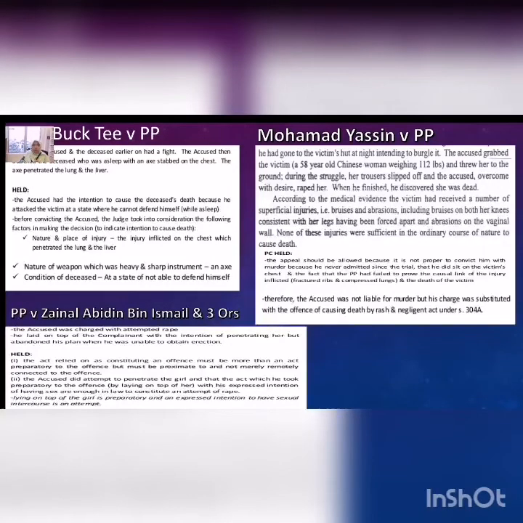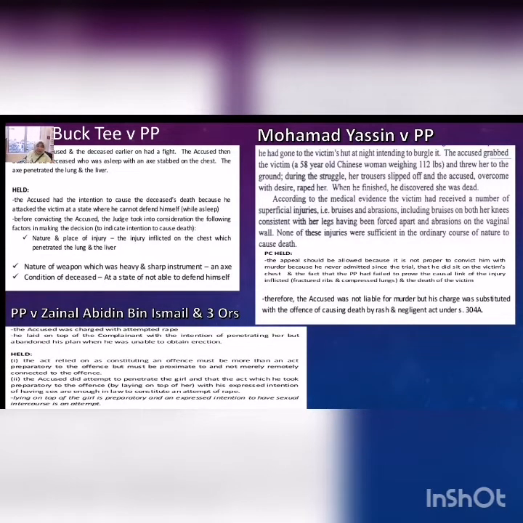So here the victim has fractured her chest. Okay, so that is why she cannot breathe, and compressed lung. So that is the main cause of the death of the grandmother. So the court says that the accused was not liable for murder, but he is still liable for the offense of stealing and also rape. Okay, so in the case of Muhammad Yassin, the actus reus is there, but the mens rea is not there. He doesn't intend to rape the grandmother.